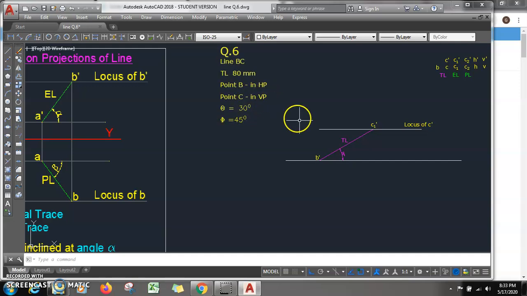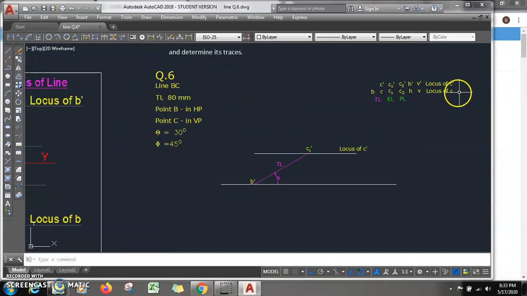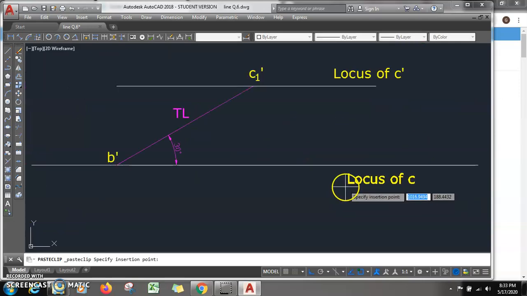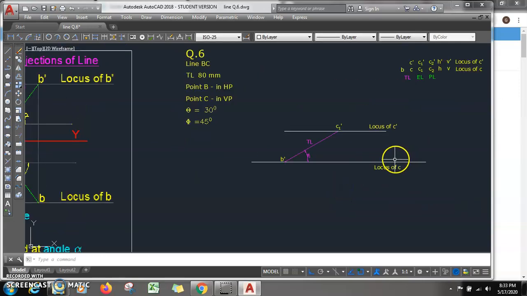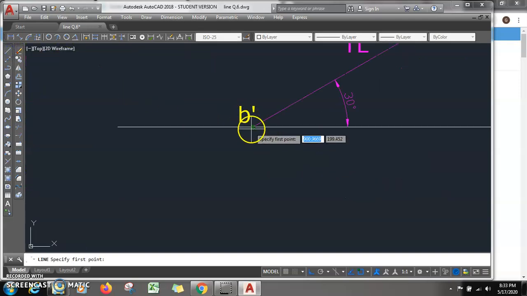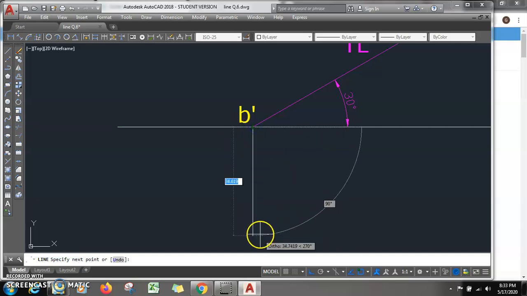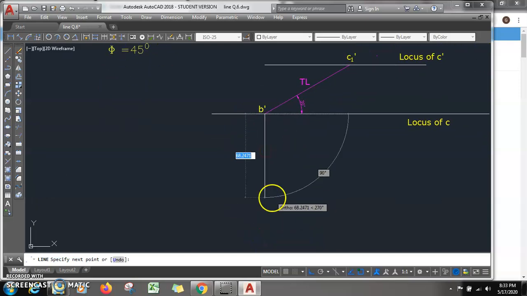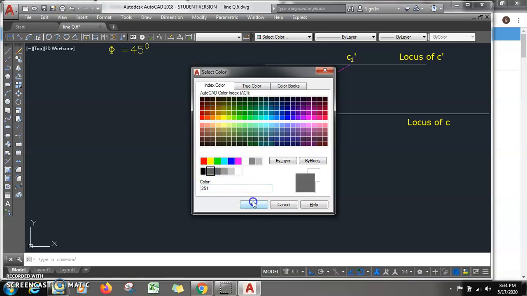Then point C is in VP. So what is the locus of C? This xy line is nothing but the locus of C, because point C is there in VP. From this point we will draw one big vertical line. This line is nothing but a projector. It has to be shown by a faint line.